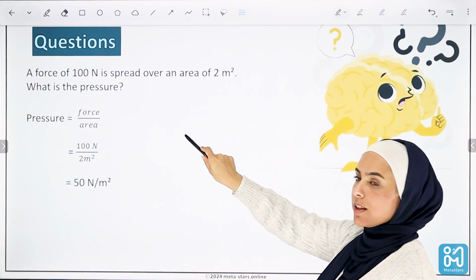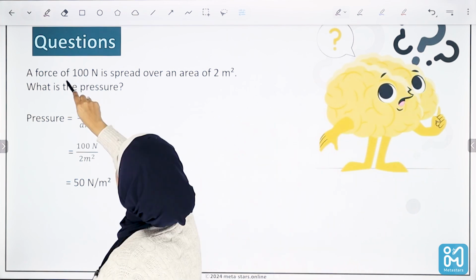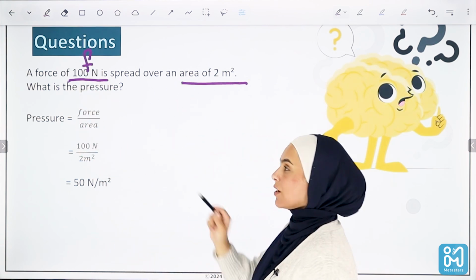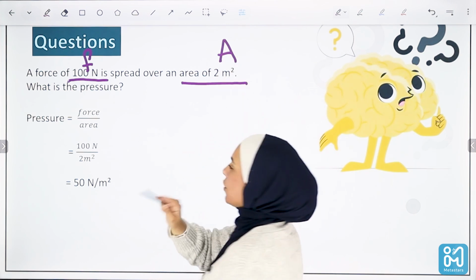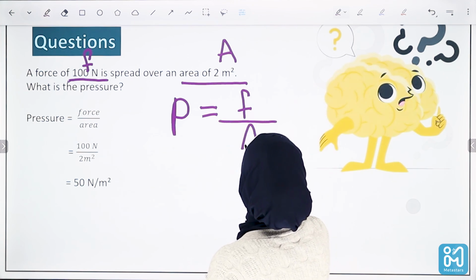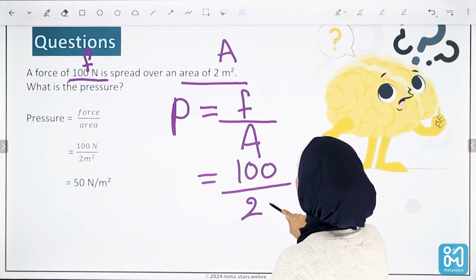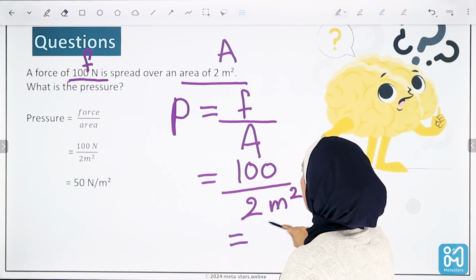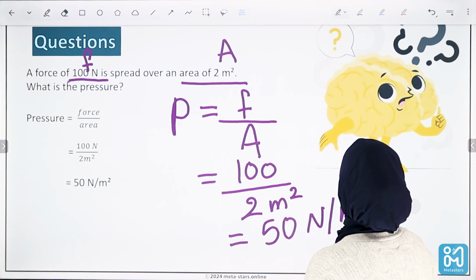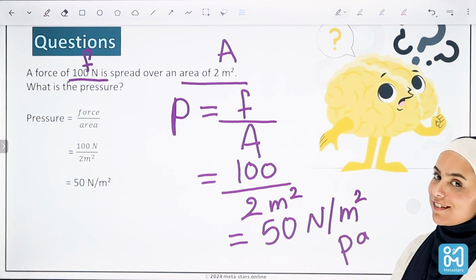A force of 100 newtons is spread over an area of 2 squared meters. What is the pressure? The 100 newtons is the force, and the 2 squared meters is the area. And of course, you know that pressure equals force divided by area. You have the force, 100 newtons, divided by 2 squared meters. We will get 50 newtons per squared meter, or 50 pascals, the unit of the pressure. The other question. It's easy, right?